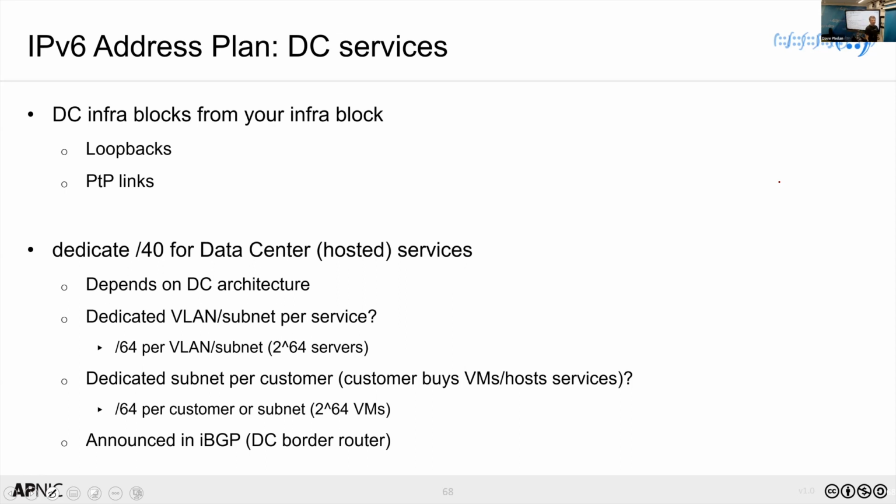So you may have multiple service verticals that you offer to other departments, etc. You can just go, okay, here's a VLAN, stick your 2^64 servers in that VLAN. You could also dedicate a subnet per customer. It depends a lot on how you're going to physically structure your DCs. And we announce all of this in iBGP.